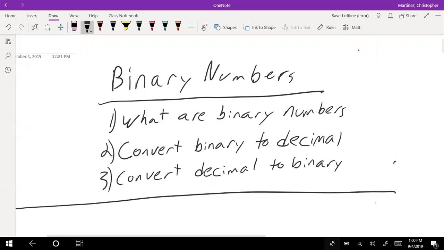All right, today we're going to look at binary numbers. We're going to look at three key items. First item, what are binary numbers? Second item, how to convert binary to decimal. And then the third item, how to convert decimal to binary.